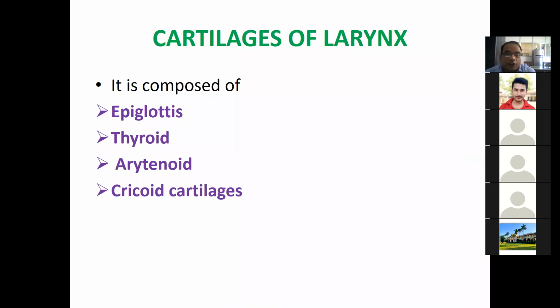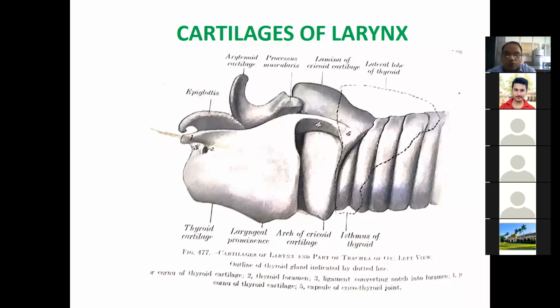So, as I told you, it has four types of cartilage. You see epiglottis, thyroid, arytenoid, and the cricoid cartilage. So you have to remember the number of the cartilages, the shape of the cartilages, how they are presented in the larynx, and what the function of these cartilages is. Now you see the representation of the cartilages, how they are situated.